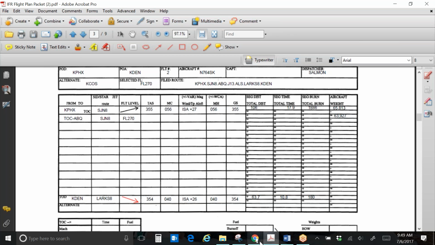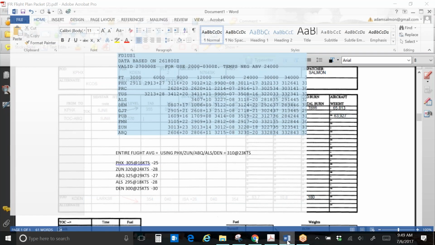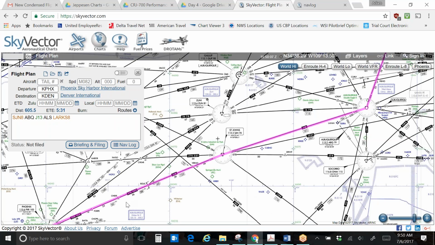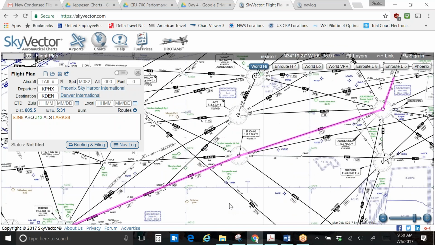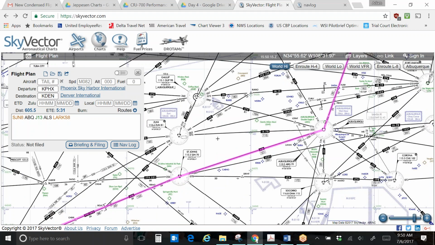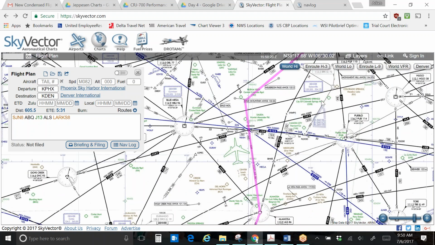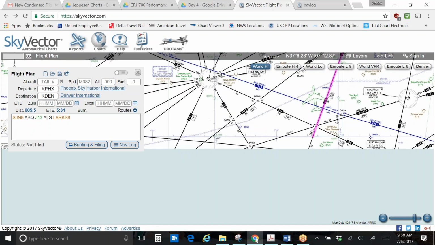So what we need to do here now is go figure out our winds for just this particular leg. So we're going to jump in. Here's Phoenix, here's Zuni, here's Albuquerque, here's Alamosa. These are the ones that I have chosen to use. I've already gone through and averaged these together. If you look back at my route, starting in Phoenix, here's Zuni, one of the winds aloft stations I'm using. There's Albuquerque. I go right over Albuquerque as I continue north. I use Alamosa, which is right there, and then I'm using Denver, my destination. So those are the ones that I chose to use.